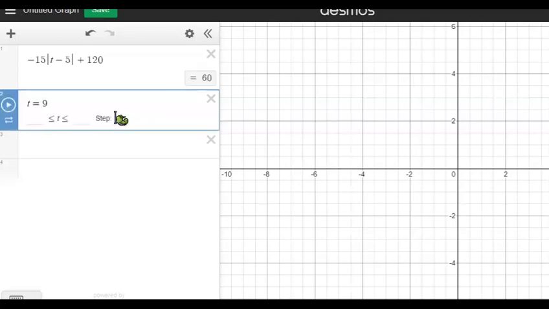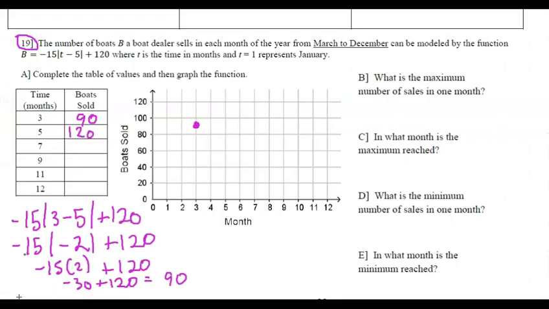Replace 7 with the next number, 9. 60. 11. That would be 30. And then 12, you'd have 15. So we can fill in our table with those found numbers.